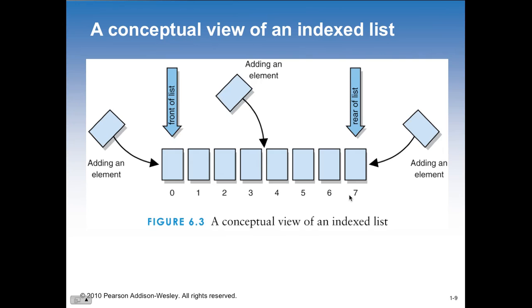So adding an item to the list, you could add it at 0, you could remove it from 7, you could put it in the middle. It doesn't really matter what you do with it. But indexed lists are more than just array lists.